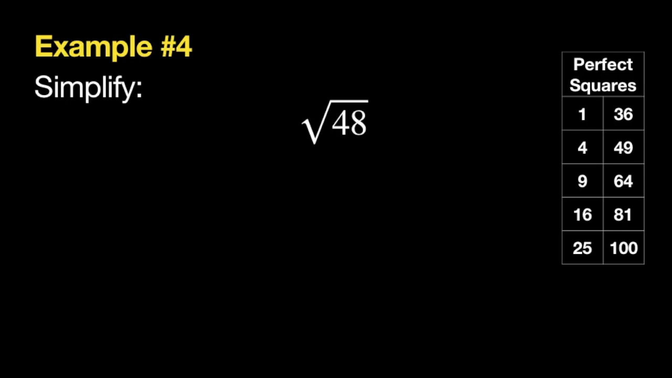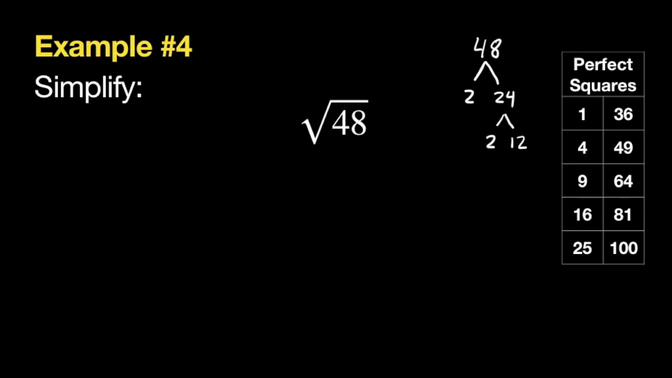So in this one, we have the square root of 48. You can look at your multiplication chart and see that 48 is not a perfect square. So we need to start splitting it into smaller numbers. So we have 48, and this is an even number, so we know that we can divide this number by 2. So we have 2 times 24 gives me 48. 2 is not a perfect square. 24 is not a perfect square. Let's keep dividing. So we split this into 2 and 12.